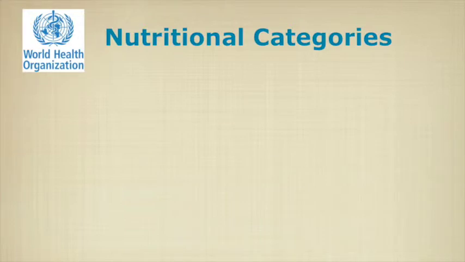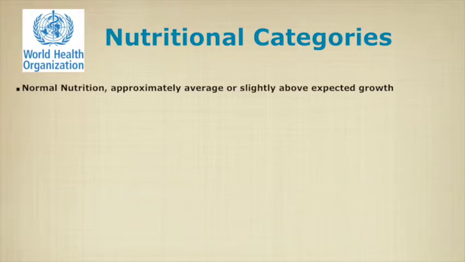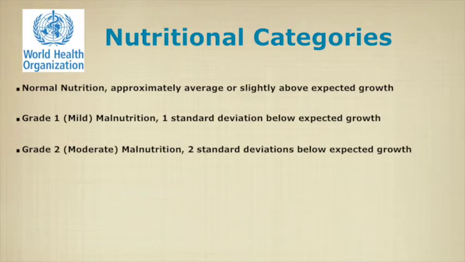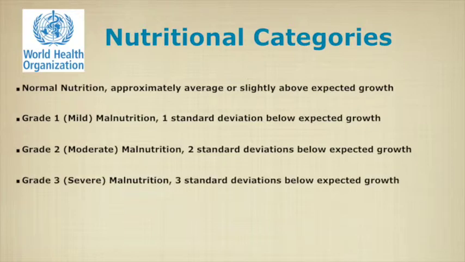age of 5. They use World Health Organization growth charts that categorize enrolled children into 4 broad nutritional categories. Normal nutrition, approximately average or slightly above expected growth. Grade 1 or mild malnutrition, 1 standard deviation below expected growth. Grade 2 or moderate malnutrition, 2 standard deviations below expected growth. Grade 3 or severe malnutrition, 3 standard deviations below expected growth.